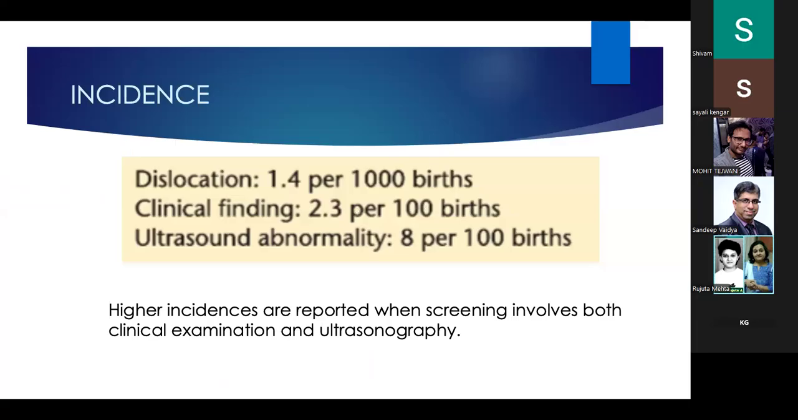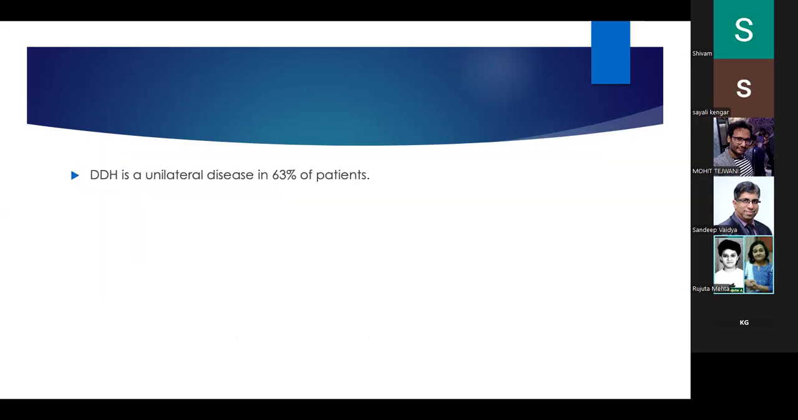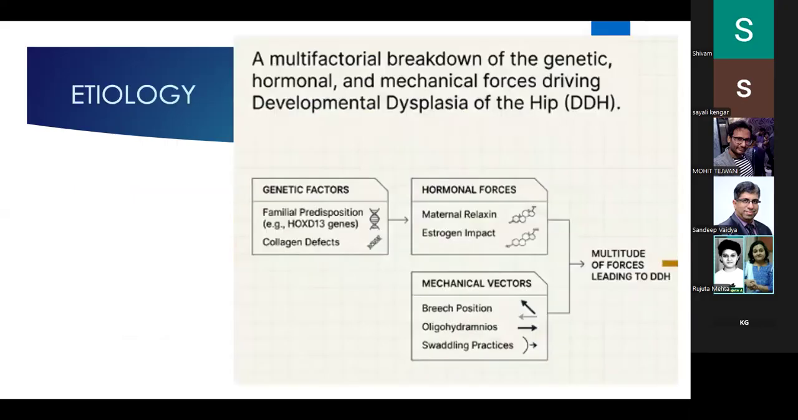The incidence of DDH dislocation is 1.4 per thousand births. Clinical findings are seen in 2.3 per 100 births. Ultrasound abnormality is seen in 8 per 100 births. Higher incidence is reported when screening involves both clinical examination and USG. DDH is unilateral in 63% of patients and mostly involves the left side.